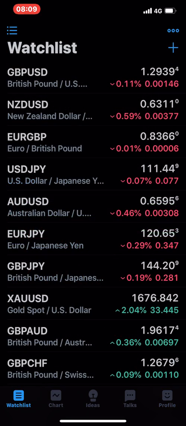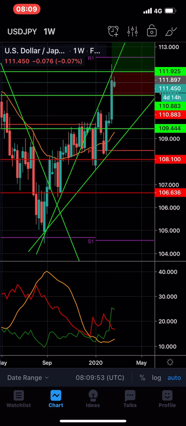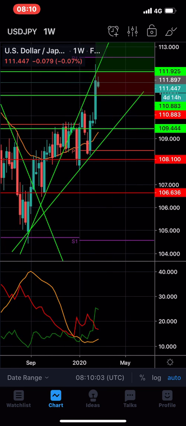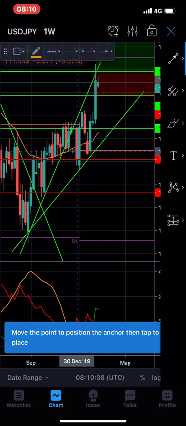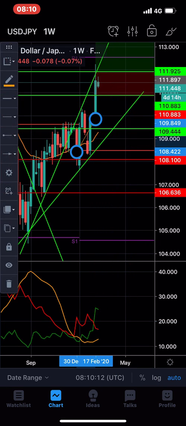Another one, USD Japanese yen. Same as that one, I was in that one last week. Price last week when I did enter it was around this pivot point, the previous pivot area. So let's have a look. Let's see if we could use this. So I entered around here.